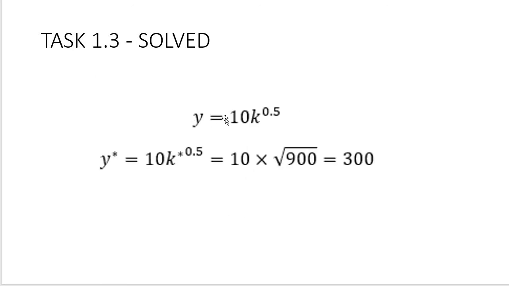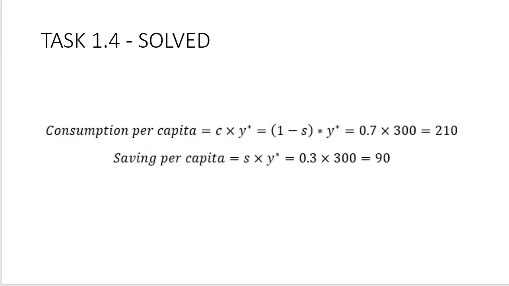So when it comes to output, again, here you have the function of output, and output in steady state is simply the function of the capital in steady state. So here I have it, 300.